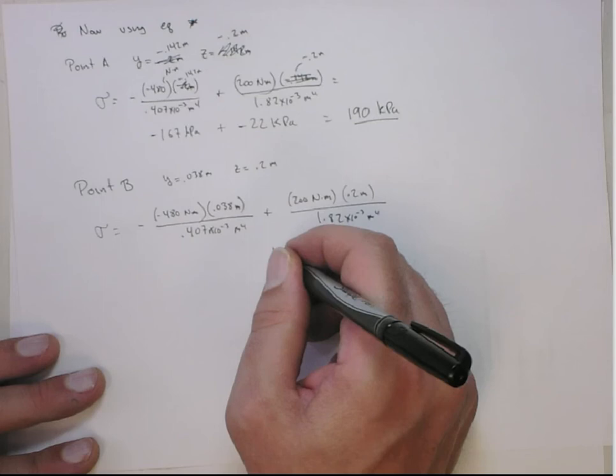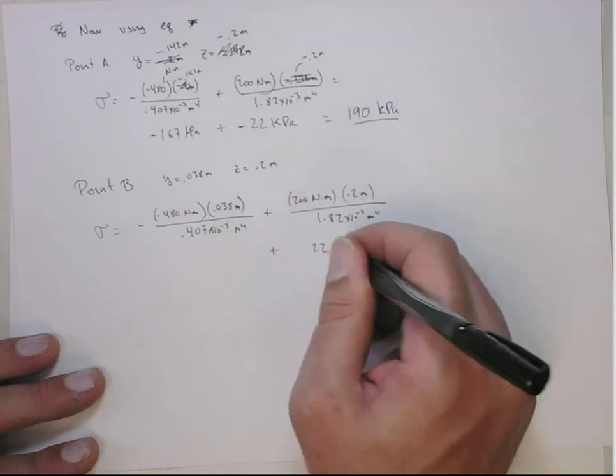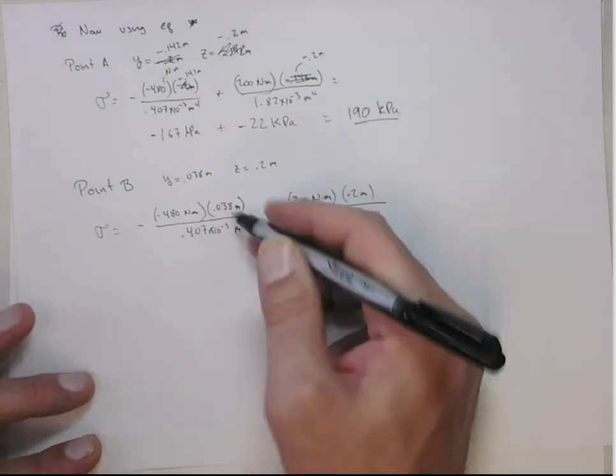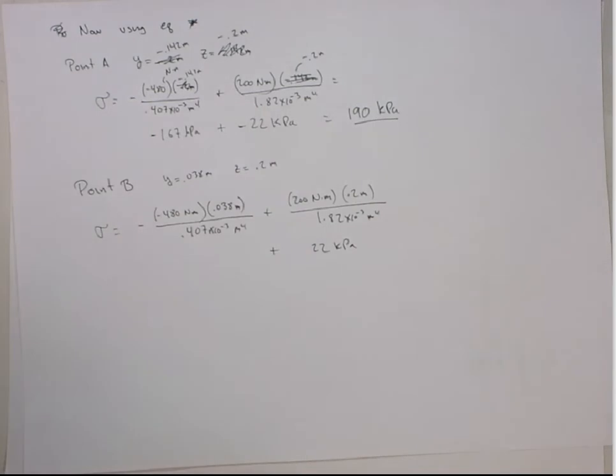So this is going to be the same as this, it's just positive, so that's 22 kPa. And then this one is actually the same exact calculation I had before. I mean, I'm going to do the other way. Let me just do it to make sure I didn't screw anything up.